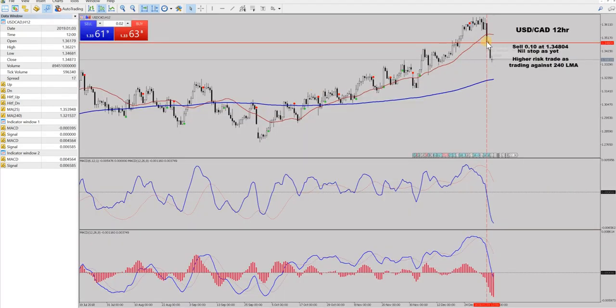USD CAD in a sell up here. High risk one's gone nicely. Sorry, the USD's just fallen like a rocket at the moment, which is good. So it's a good trade.